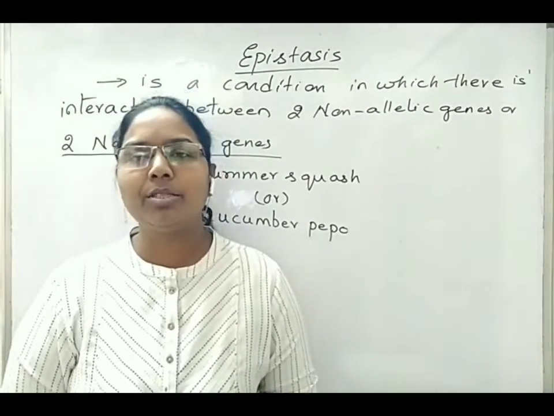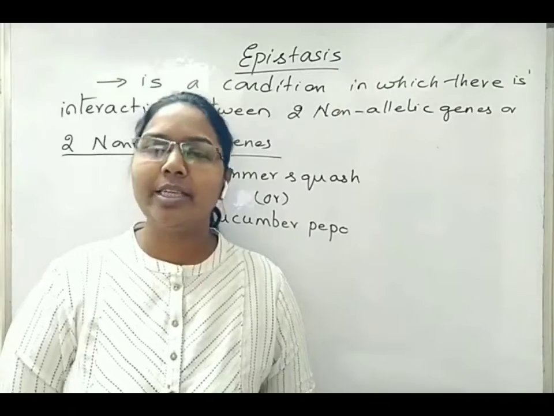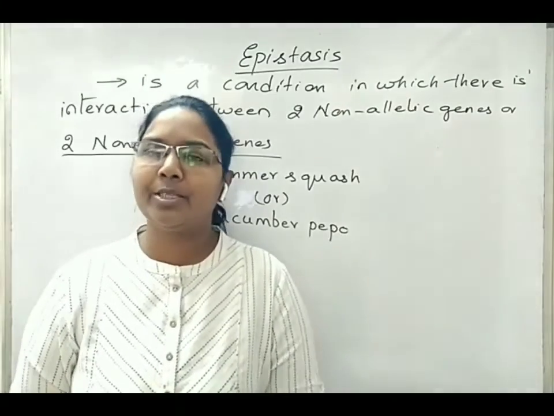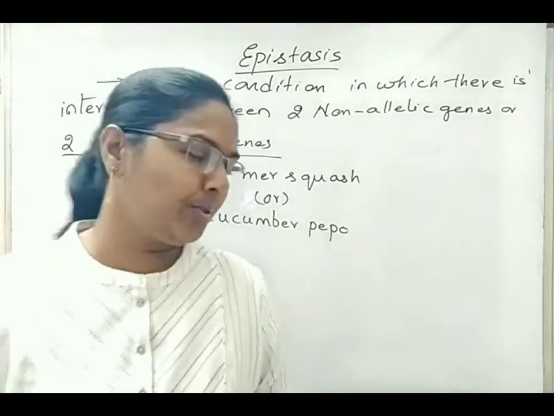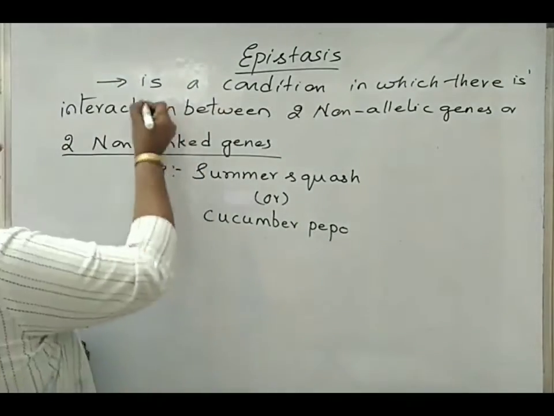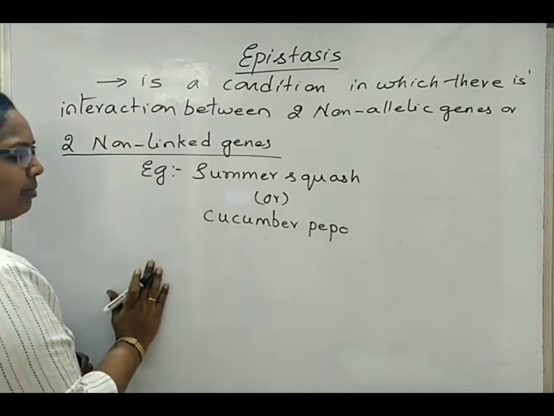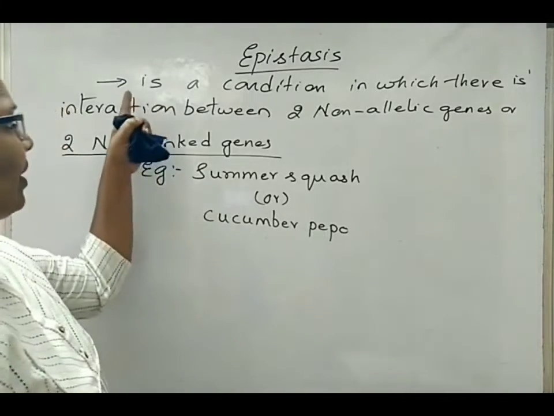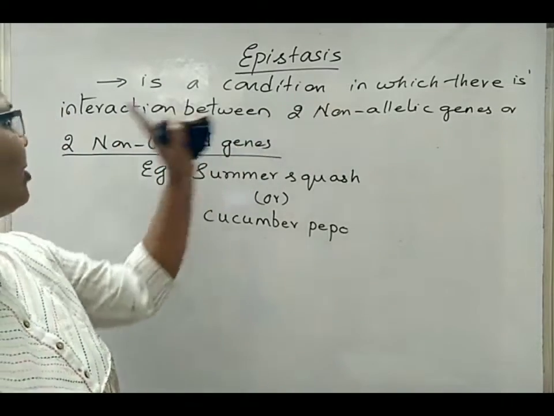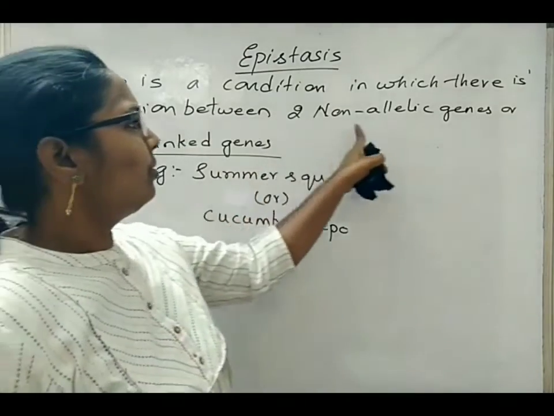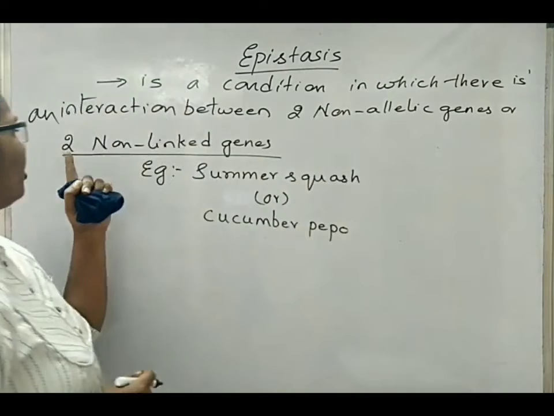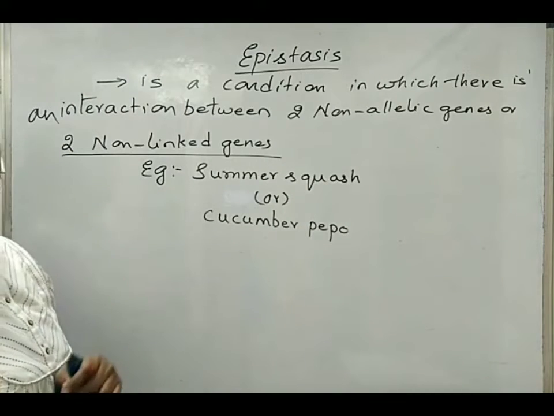What is meant by homologous chromosomes? The chromosomes which are ready to fuse with each other and are responsible for giving out a new offspring, that we call homologous chromosomes. So here I will express the same definition in the form of a diagrammatic representation. Epistasis is a condition in which there is an interaction between two non-allelic genes or two non-linked genes.